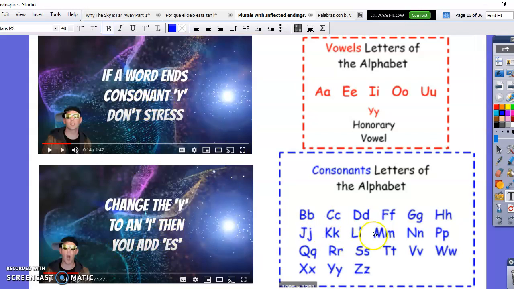Consonants, just remember that the consonants are any letter that's not a vowel. The vowels are A, E, I, O, U, and sometimes Y when it makes a long E sound, like at the end of my name, Mr. Lowry.